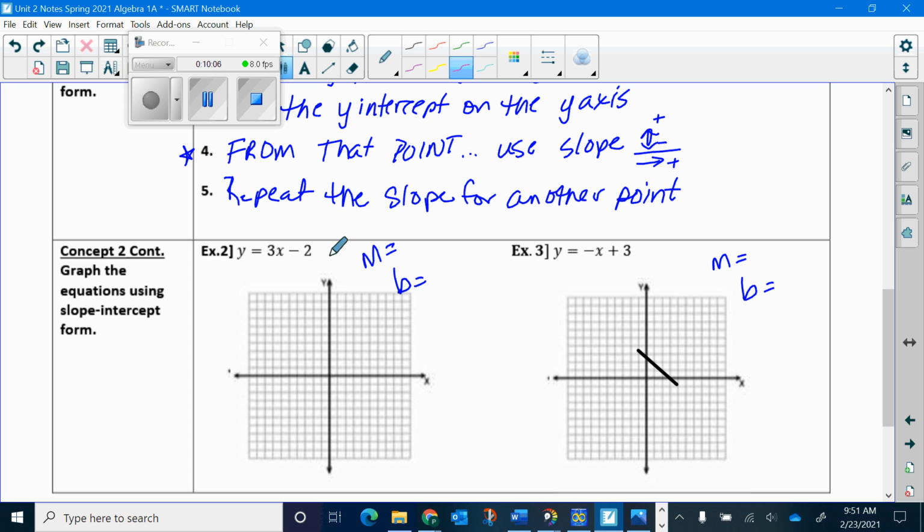All right, so my slope here is 3, or I could say it is 3 over 1. And my y-intercept is -2, or I could write it as 0, -2. So 0, -2 is going to be 0 across, down 2, put a dot. From that point, I'm going to go up 3, 1, 2, 3 over 1. Up 1, 2, 3 over 1. And make a pretty line.